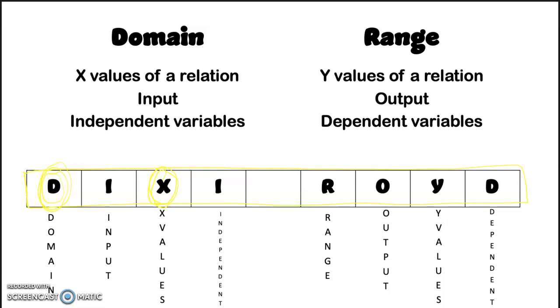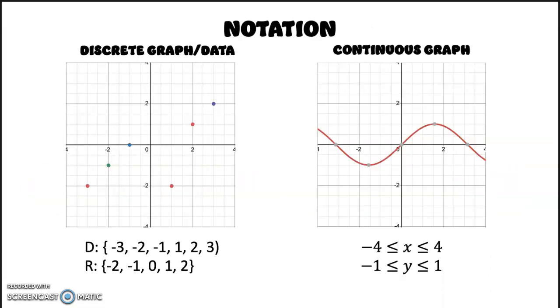ROYD, R-O-Y-D, stands for range, output, y values, and dependent variables or dependent values. So I know that if it's asking me for the range, it's asking me for the y values or the outputs or the dependent values, anything like that. So Dixie-Royd is going to be a really helpful thing for you to take note of, for you to remember in your head. So it can look different ways when we write it. So we'll do a couple examples. Don't worry, I just wanted you to see and have an example of what it looks like.